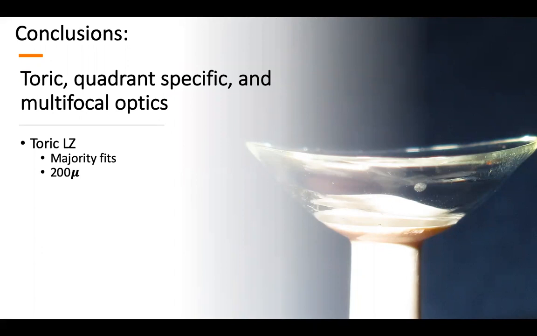Okay, perfect. And to start, when we talk about torque landing zones, we should really be using this type of design for the majority of our fits. And on average, the amount of toricity will be approximately 200 microns.